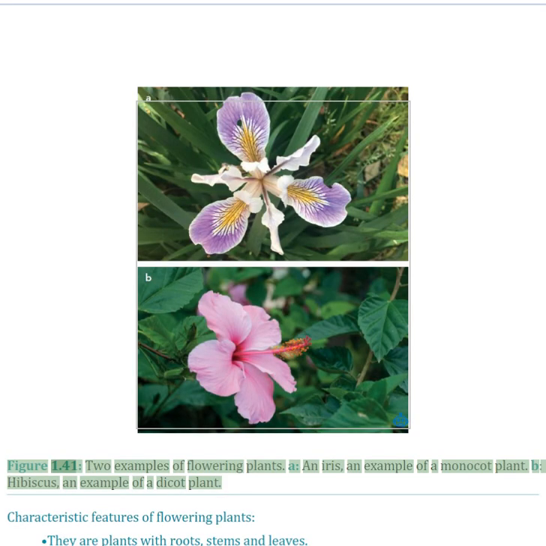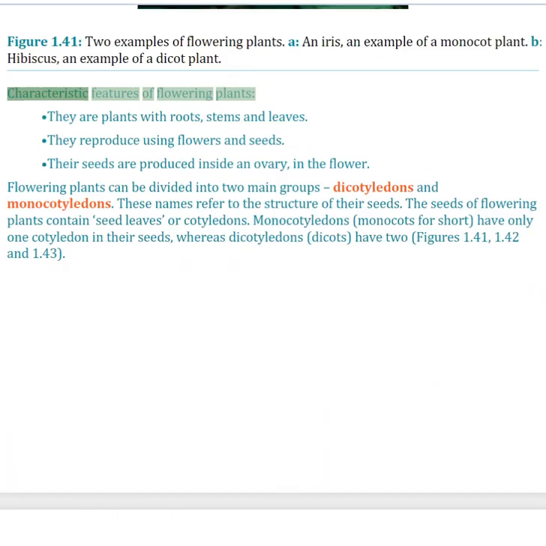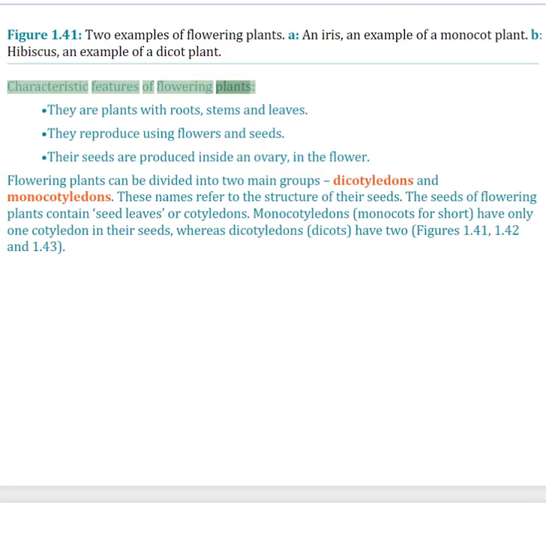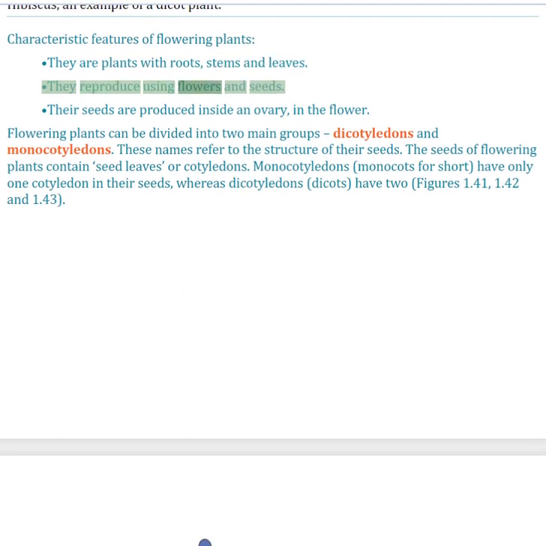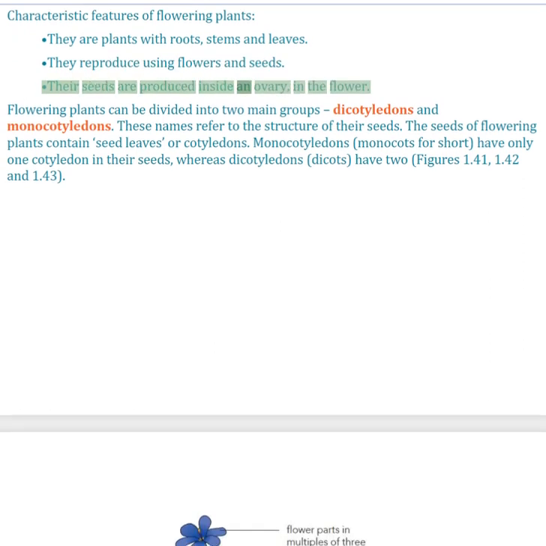Figure 1.41, Two examples of flowering plants. A. An iris, an example of a monocot plant. B. Hibiscus, an example of a dicot plant. Characteristic features of flowering plants. They are plants with roots, stems and leaves. They reproduce using flowers and seeds. Their seeds are produced inside an ovary, in the flower.